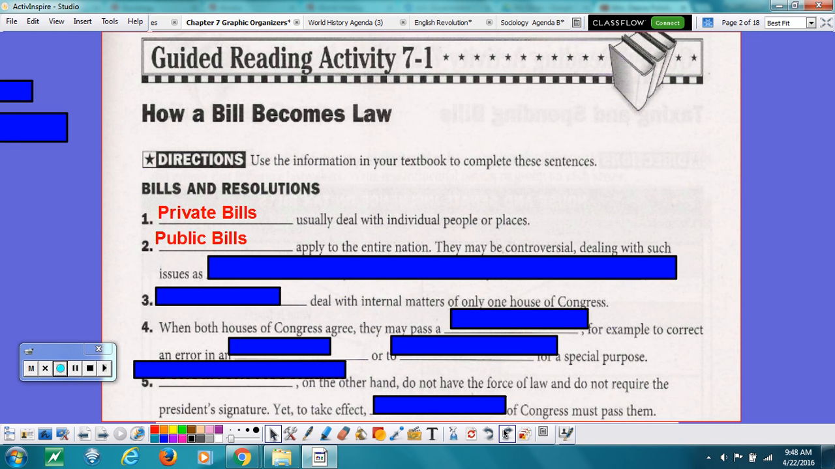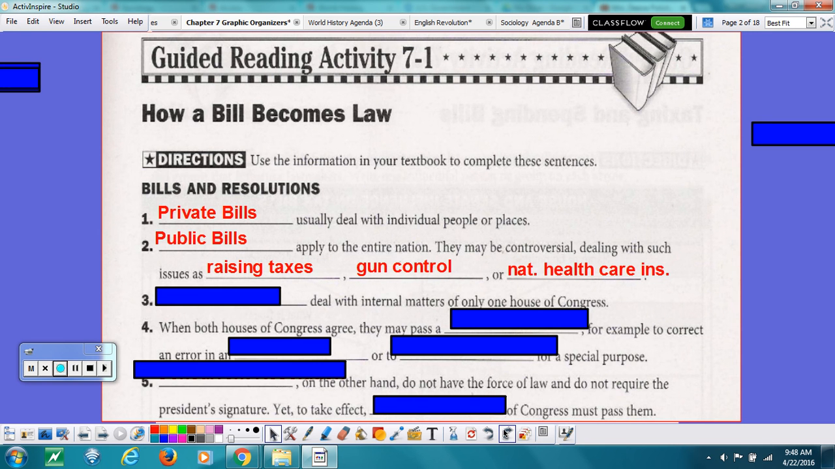Public bills deal with the entire nation, and they're usually pretty controversial. They have a tendency to deal with things like taxes going up, gun control, or perhaps national health care insurance. These may change over the years as far as the controversy, but for right now, these are probably some of the more controversial issues that you might see in public bills.